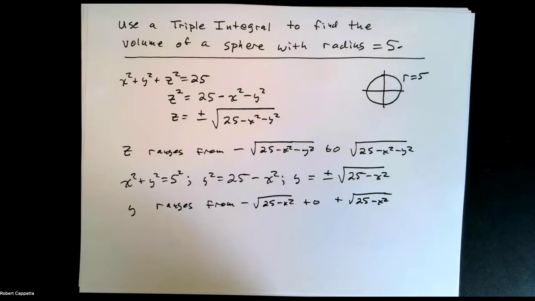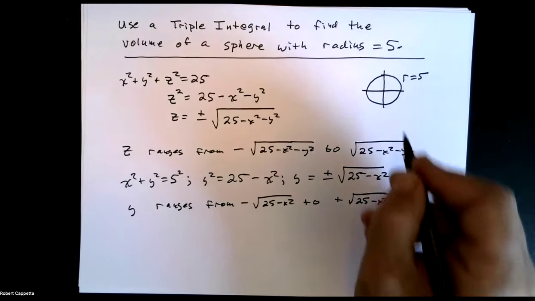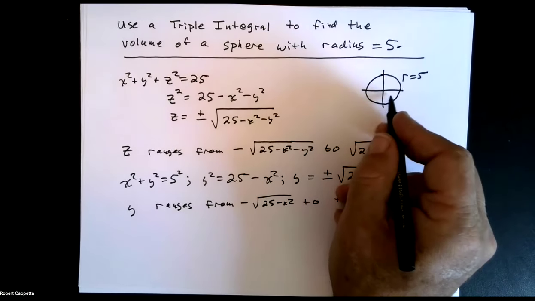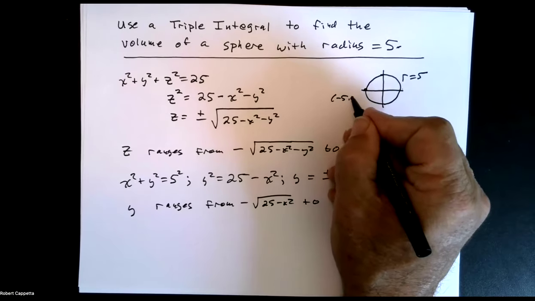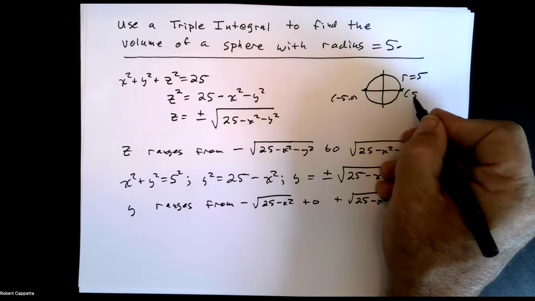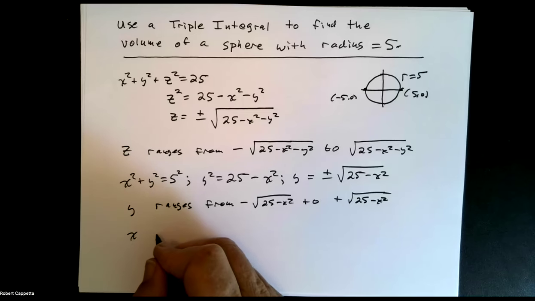And then once we do that, we eliminate that as well. So now we're just looking at what's happening in the x direction. What's the smallest x I see? What's the largest x I see? This point is negative 5, 0, and this point is 5, 0. So x ranges from negative 5 to 5.